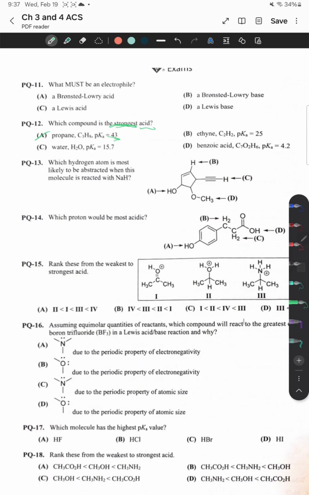We have ethane, which is also nonpolar, it only has carbons and hydrogens. The pKa is 25, which is higher than water, so that's out. Then we have benzoic acid. It literally has acid in the name. The pKa is 4.2, which is lower than water. So that one is a lot more acidic. So it's the most acidic.